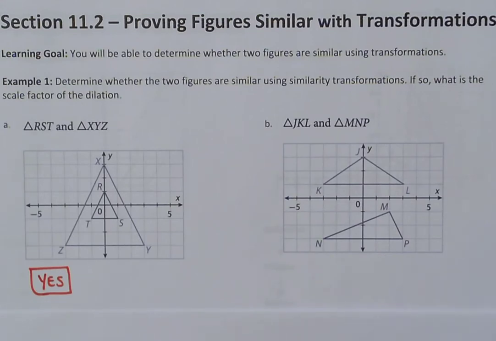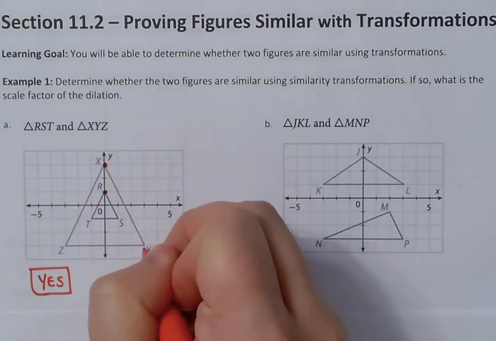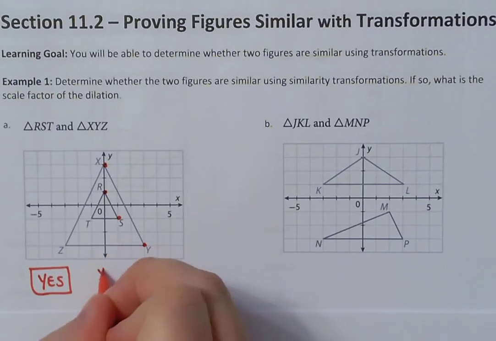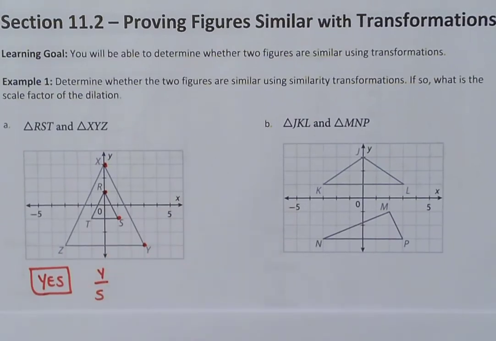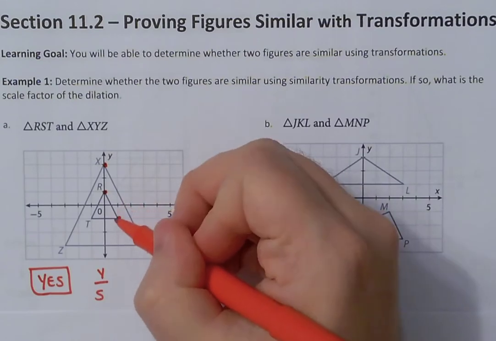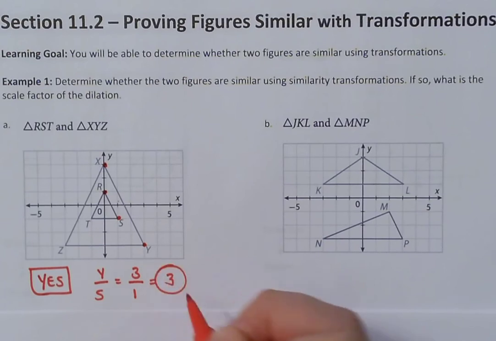Now, from there, we need to figure out what the scale factor is. What we talked about in section 11.1 is using a set of points. So we could use R and X, we could use Y and S. Doesn't matter which one you do, just remember it has to be the prime over the original. So let's use Y and S. If we set up a ratio using Y and S, Y is at 3 on the x-axis, and then S is at 1 on the x-axis. So it's going to be 3 over 1, which is going to give us a scale factor of 3.